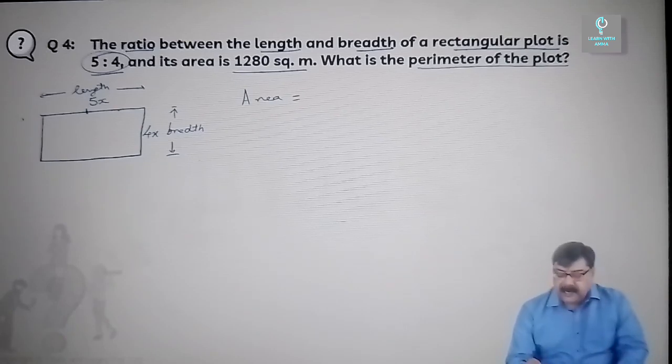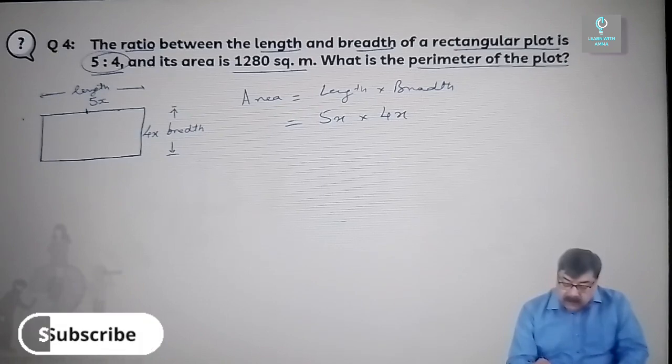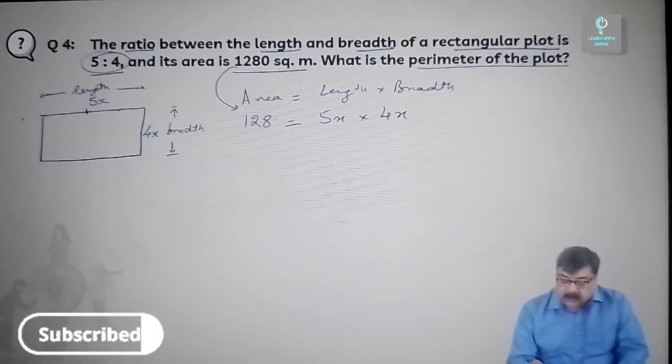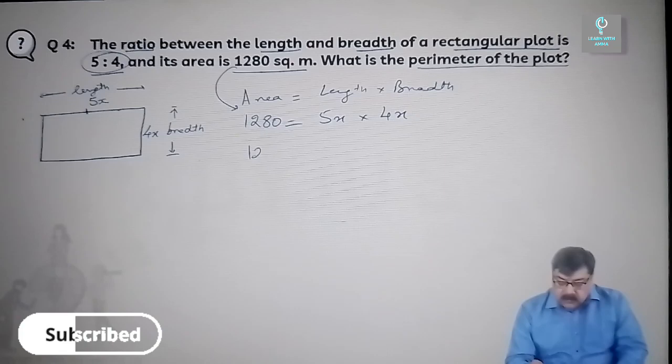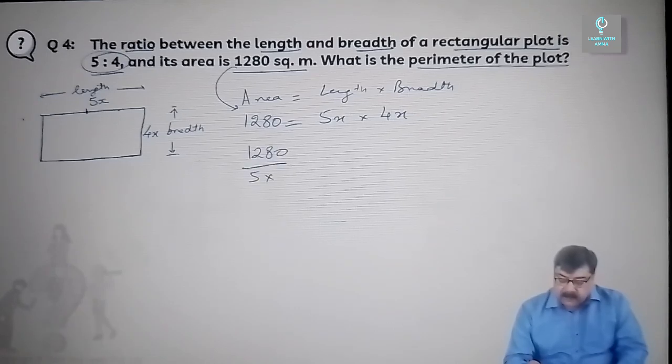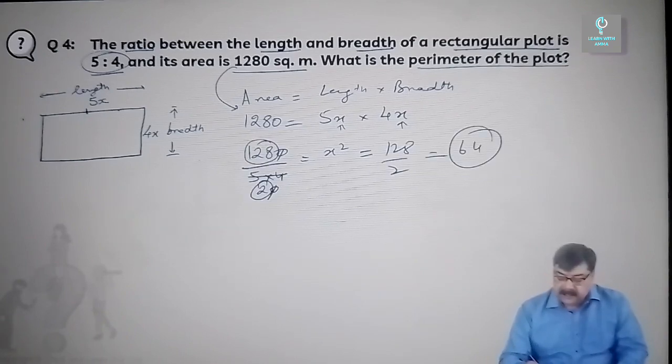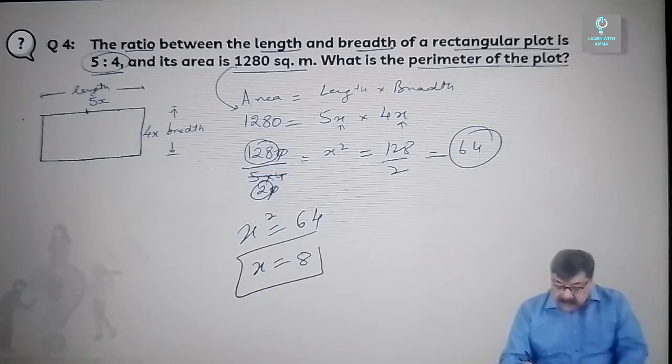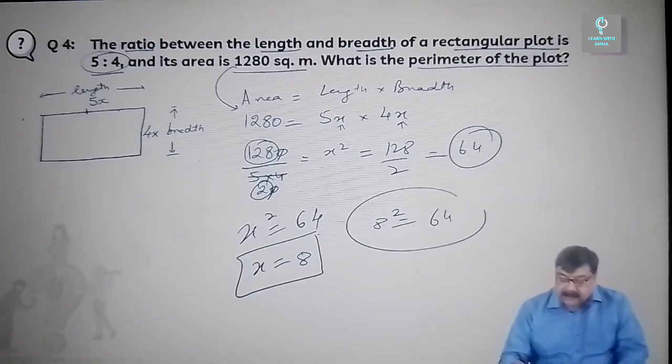Area of a rectangle we know is length into its breadth, that is 5x into 4x, which is already given to us here as 1280. So this 1280 will get divided by 5 into 4 so as to give us x square. This x gets multiplied with this x. 5 into 4 is 20, zeros cancel. So x square here becomes 128 by 2, which is nothing but 64. So x square equals 64. x will equal 8, because we know that 8 square is 64.